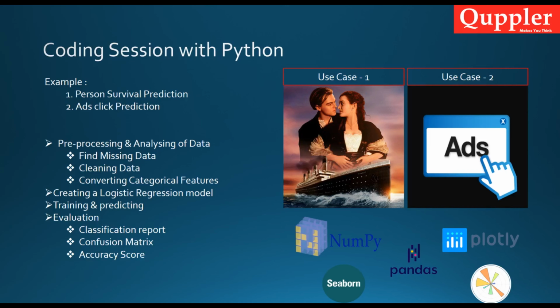So guys, we have already covered the first use case, where we saw a person's survival prediction based on the Titanic dataset. Now we're going to see the second use case, ad click prediction, for the ads the system recommends to a user. Based on that, we're going to see whether that particular user is going to click on the recommended ad or not. So let's move ahead and start with that.